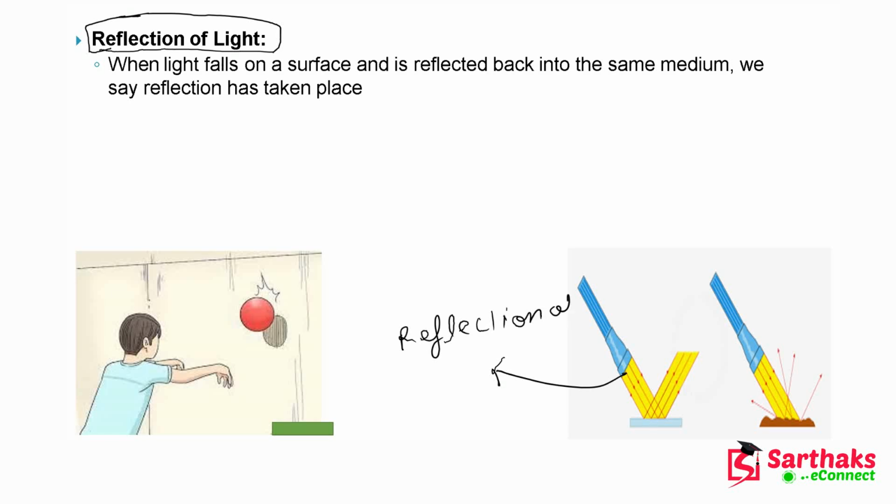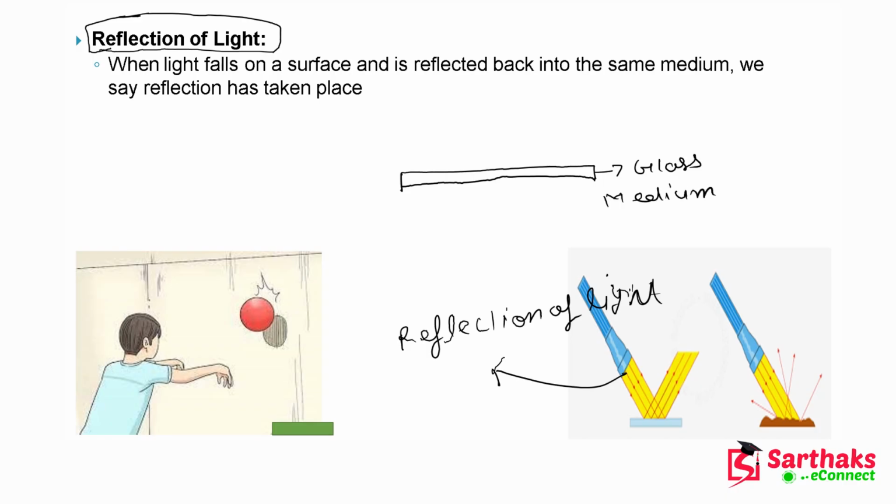Reflection of light. So the bouncing back of light is reflection of light. Now, let's suppose this is a glass, or this is our medium second, and this is air, or we can say this is our medium first. If a light is coming like this, after the reflection, it is going in this way.